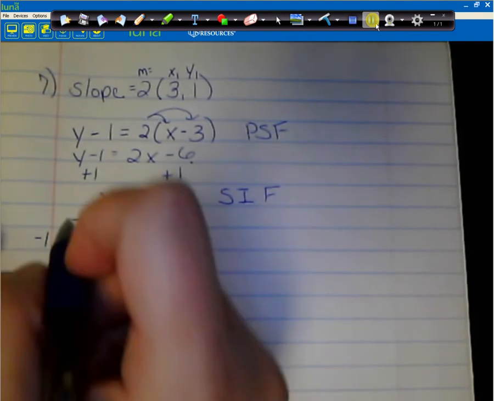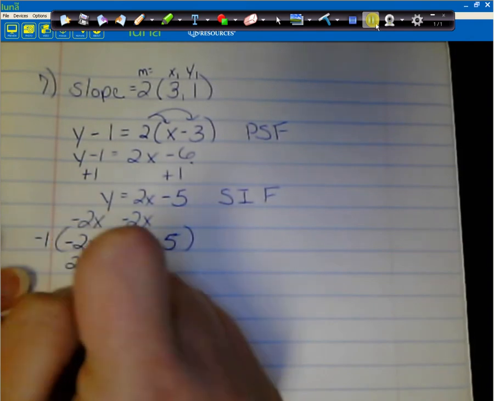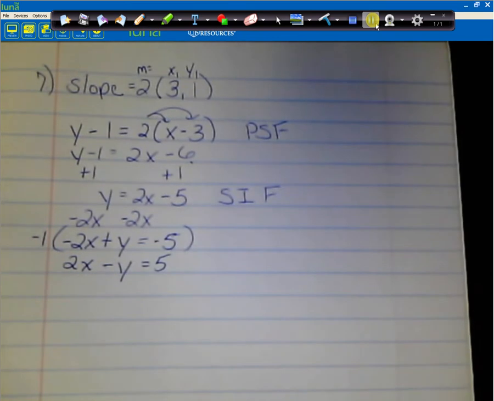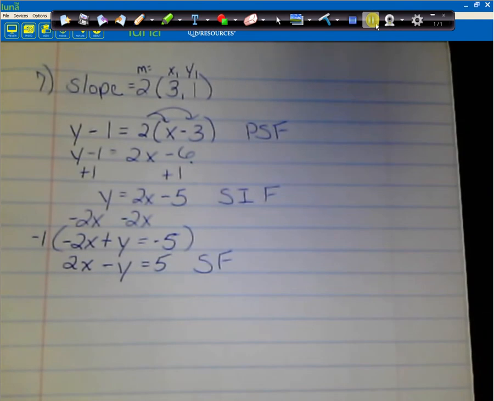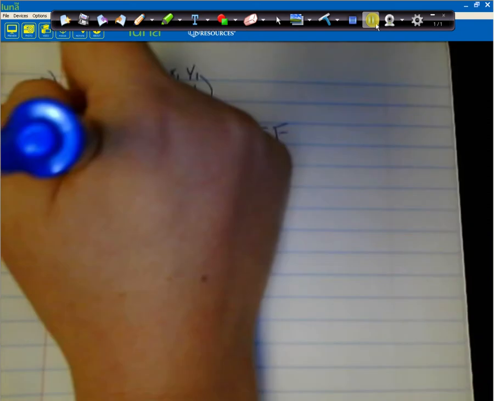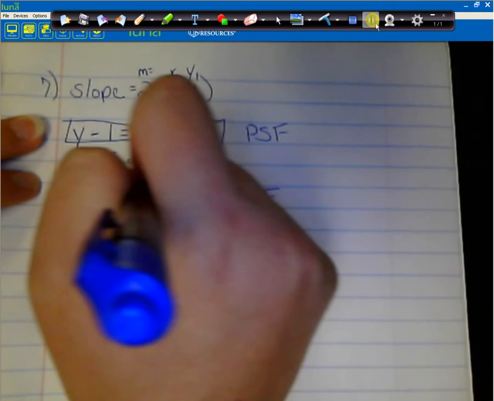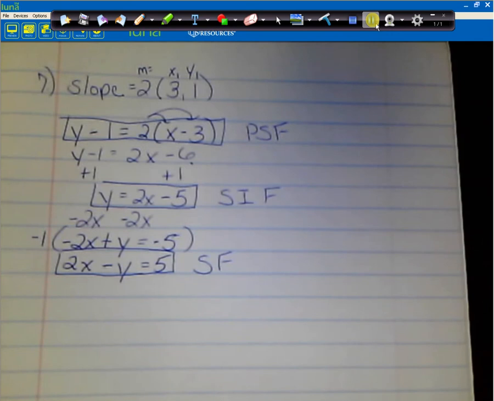So when I multiply everything by -1, it changes all my signs, and I end up with a positive 2x minus y equals a positive 5. And now I have it in complete standard form, so I'm going to write SF to show standard form because my a is positive and there are no fractions anywhere in here. And again, I'm going to go through and put boxes around all of my forms to make checking it easier. That way I know exactly which one I need to be looking at for which form. So there's number 7. Please make sure you have it written down before you move on.